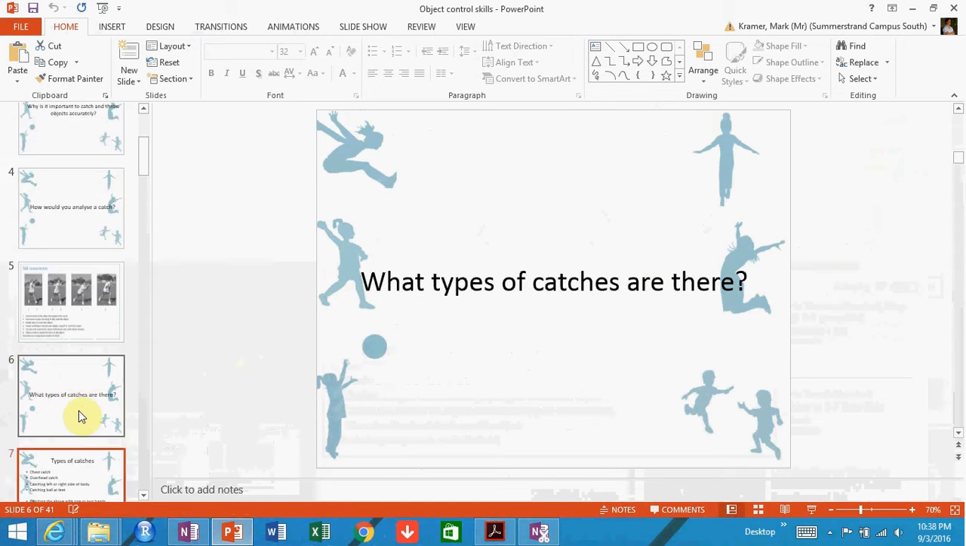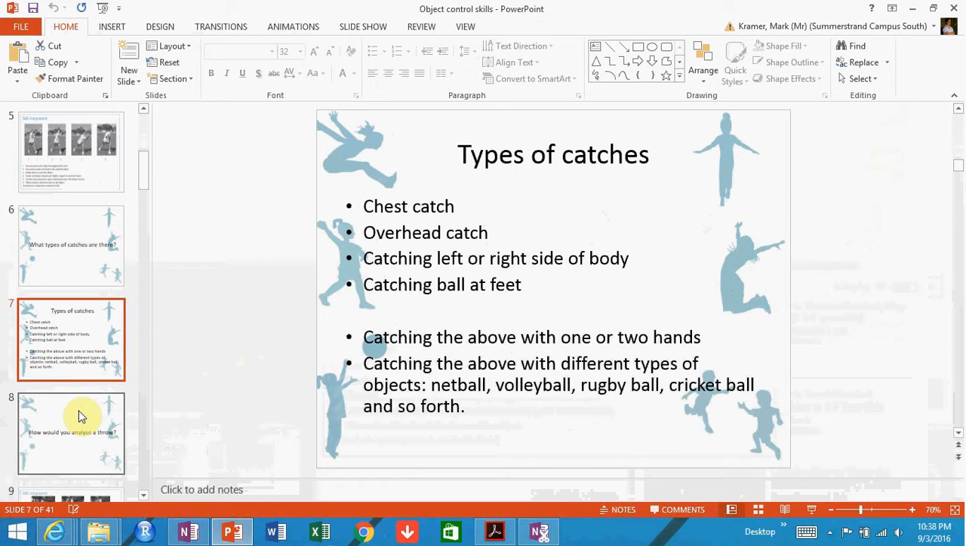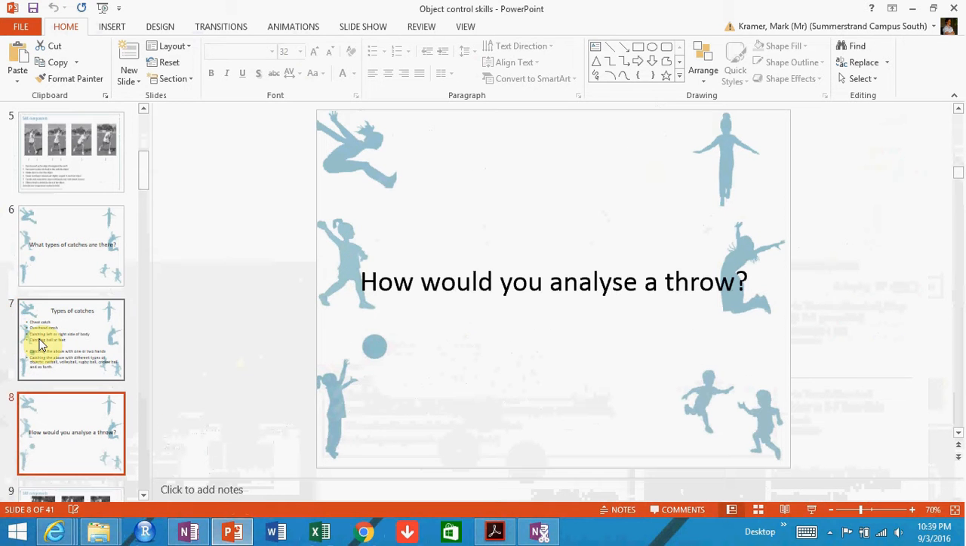Okay, what types of catches are there? Well, you can catch towards your chest, overhead catch, left and right side of the body, and catching the ball at the feet. Catching above with 1 or 2 hands, and catching above with different types of objects. Again, the different types of balls. So you want to create variety. You can use the movement analysis framework to really progress the activity appropriately, and make the activity of catching and throwing fun. Okay, how would you analyze a throw?